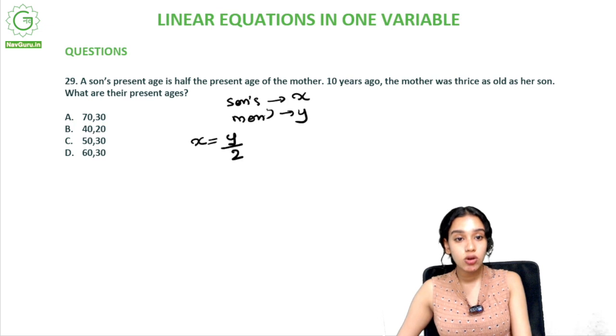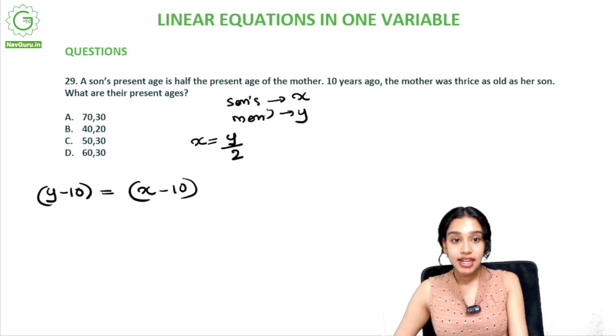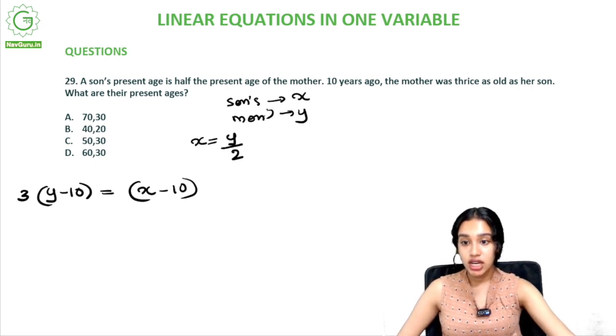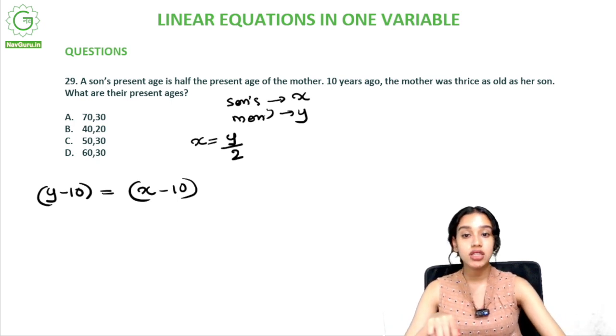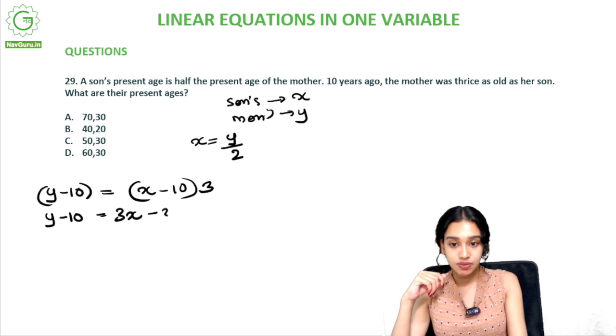Now 10 years ago, the mother was thrice as old as her son. So 10 years ago, the mom's age was y minus 10 and the son's age was x minus 10. We are saying that 10 years ago the mother's age was thrice as old as her son's age. So thrice the age of the son is equal to the mother's age. So here we get the equation y minus 10 is equal to 3x minus 30, right?